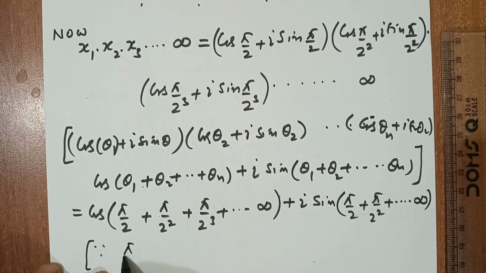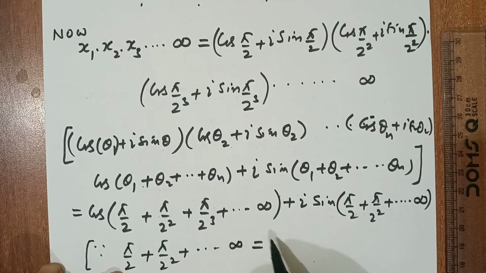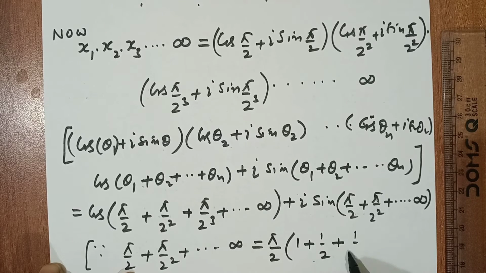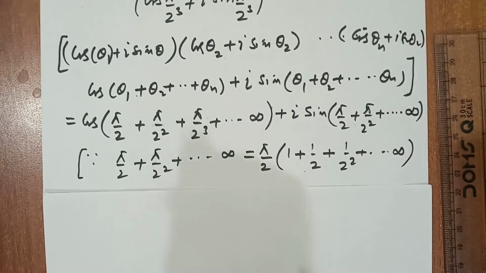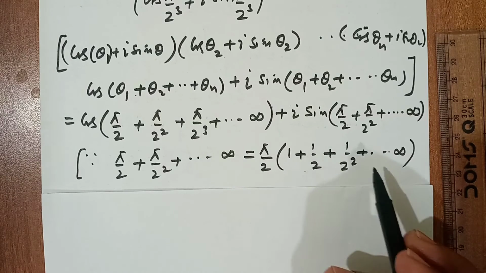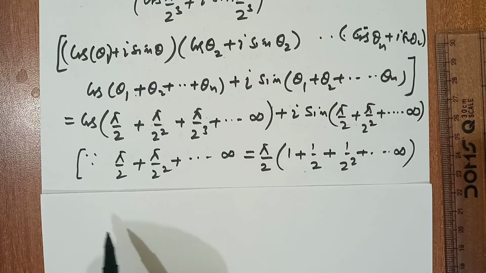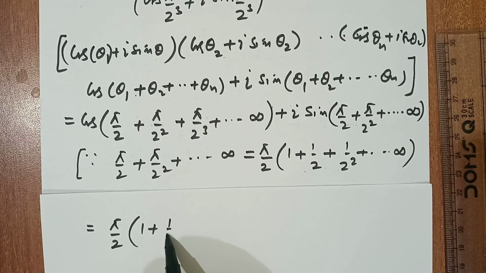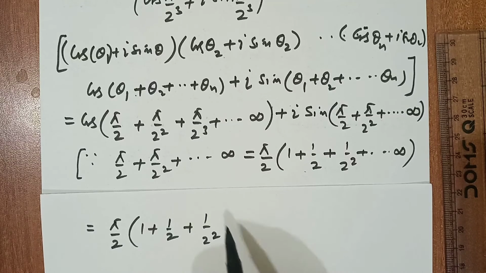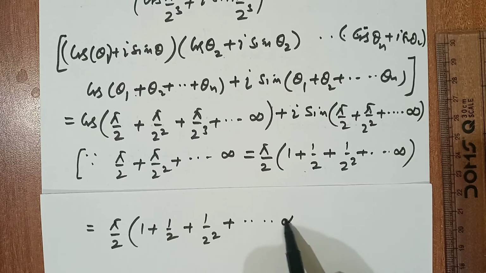Since pi by 2 plus pi by 2 square plus pi by 2 cube up to infinite, here if we take common pi by 2, this is equal to pi by 2 times 1 plus 1 by 2 plus 1 by 2 square plus 1 by 2 cube up to infinite. Okay, so this is a geometric progression.